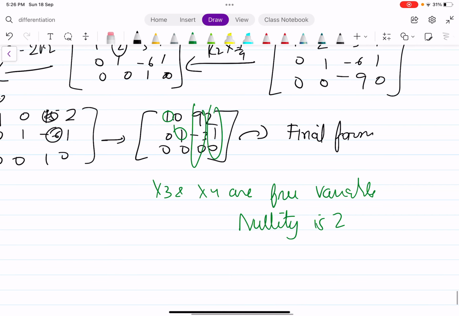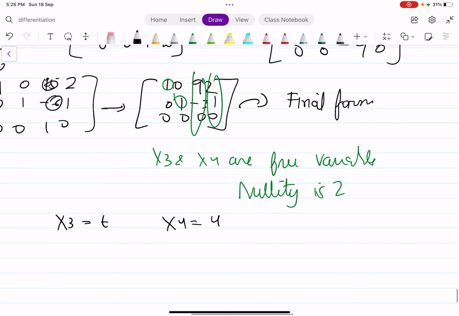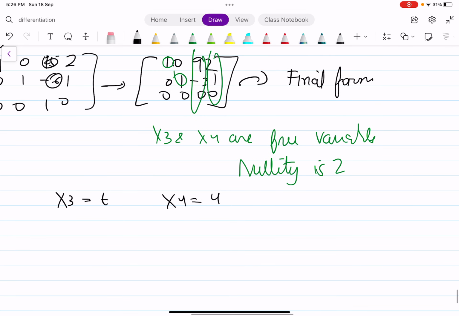Now, how do you find the basis for the null space here? You put x3 equal to t and x4 equal to u, and write the others in terms of these. So x1 you can write as minus 9t plus 4u, and x2 can be written in the same way as well, as 3t minus u. We'll just call these t and u.